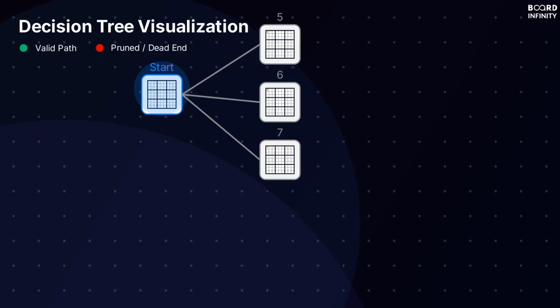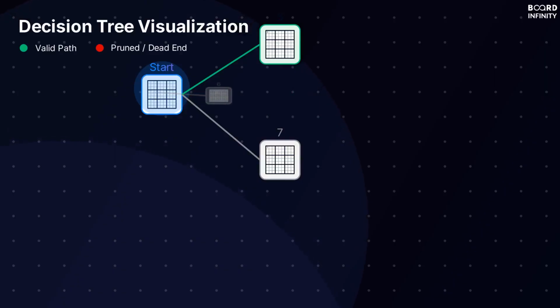That's the tree structure. The root is your starting state, an empty Sudoku grid. Each branch is a choice. Place a 5 here, or a 6, or a 7. As you go deeper into the tree, more cells get filled. Some branches lead to valid partial solutions, so you keep going. Others violate the rules, so you prune them, cut them off, and backtrack to the last valid decision point.